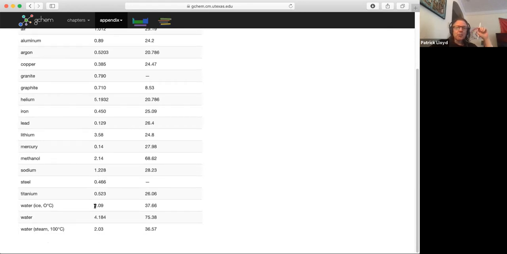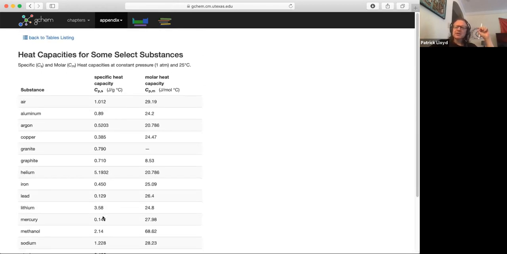Okay. Water, by contrast, is quite a bit larger. It's over 4. So water has a large specific heat. I'm not going to go into reasons why, but it has to do with the molecular structure of substances. Okay, so let's take a look then at turning all of this discussion into an equation.